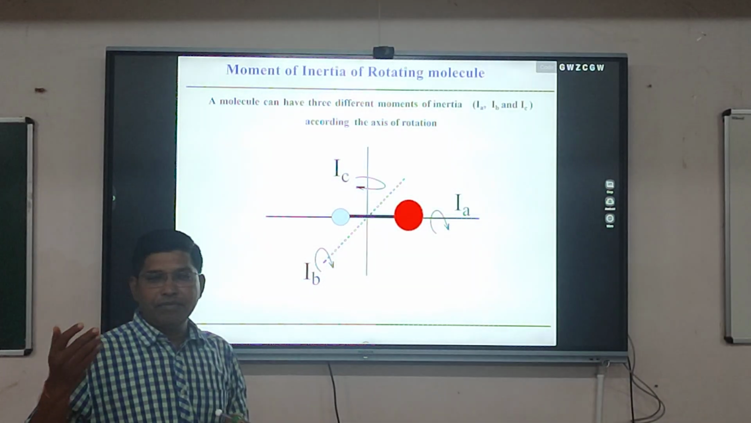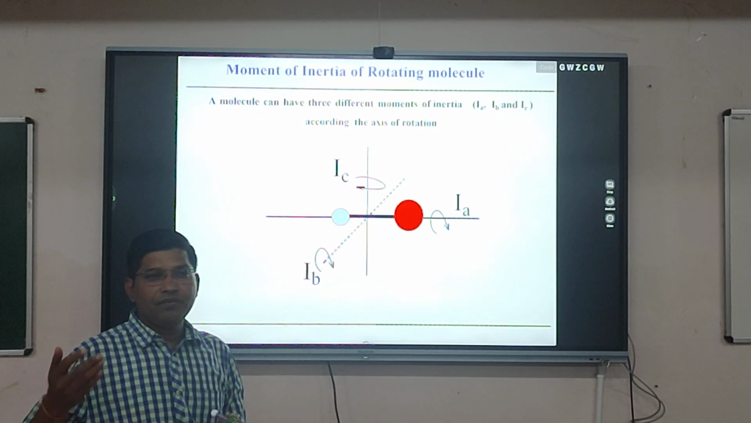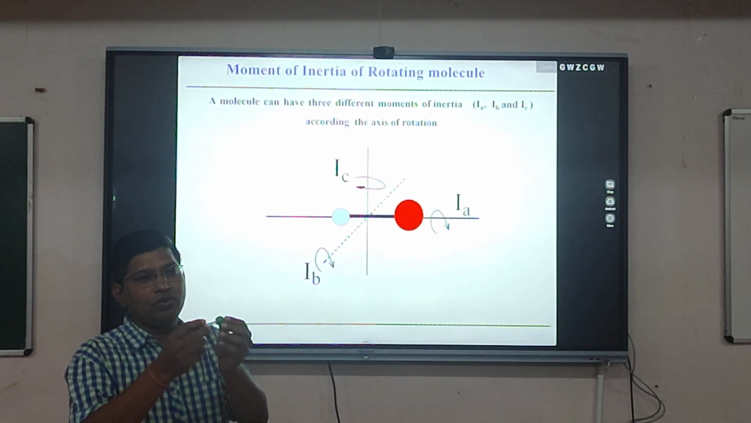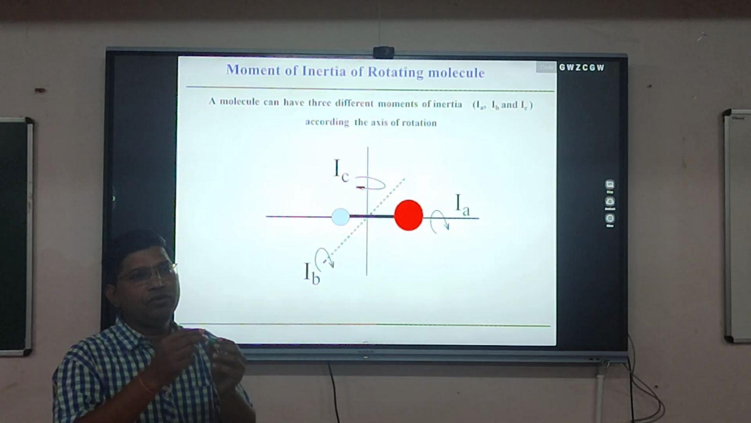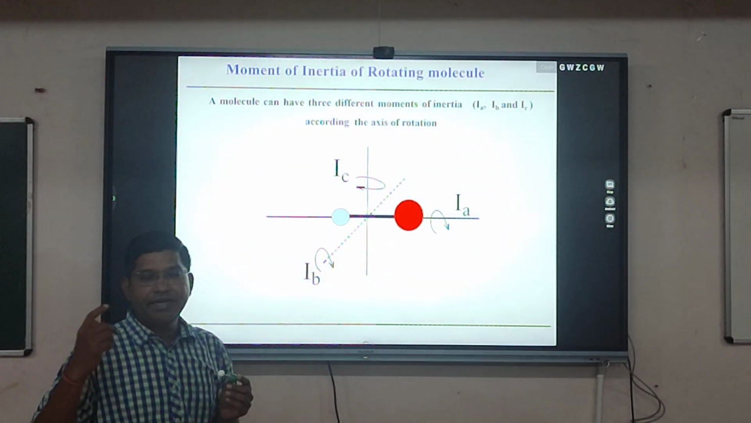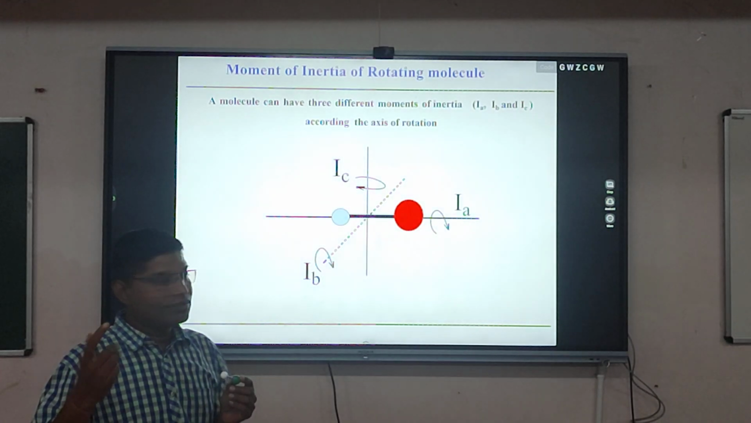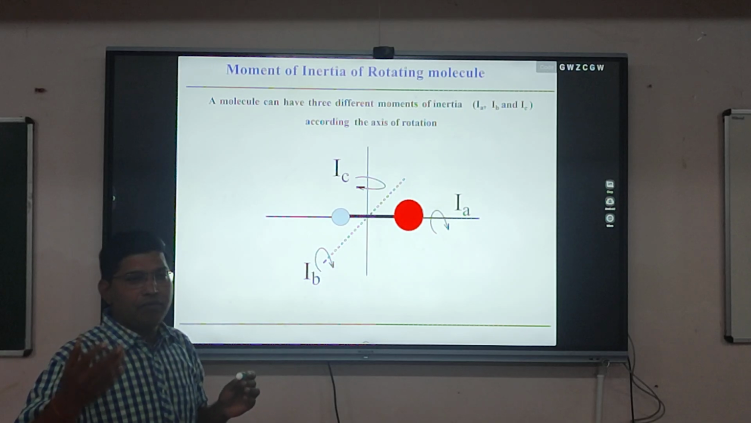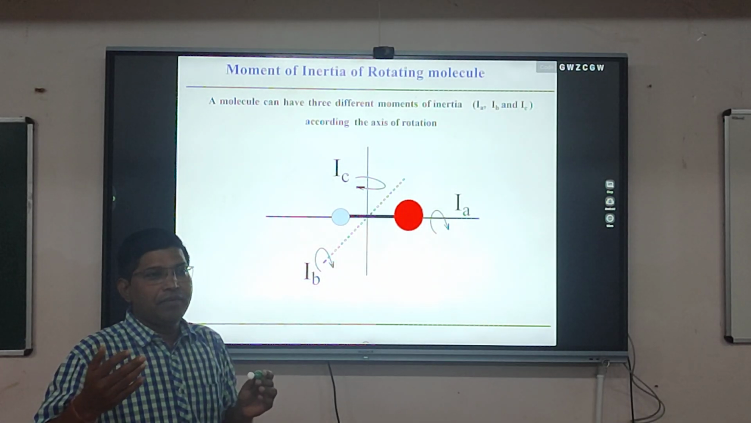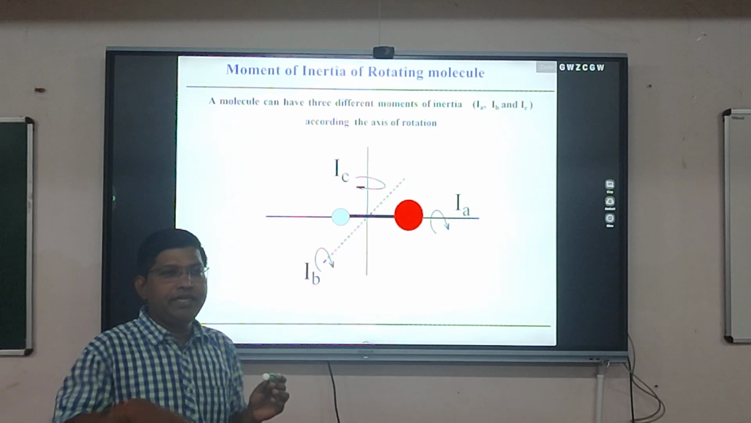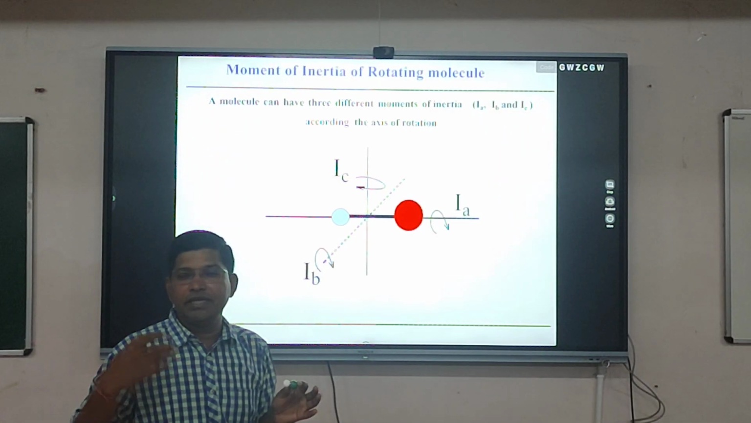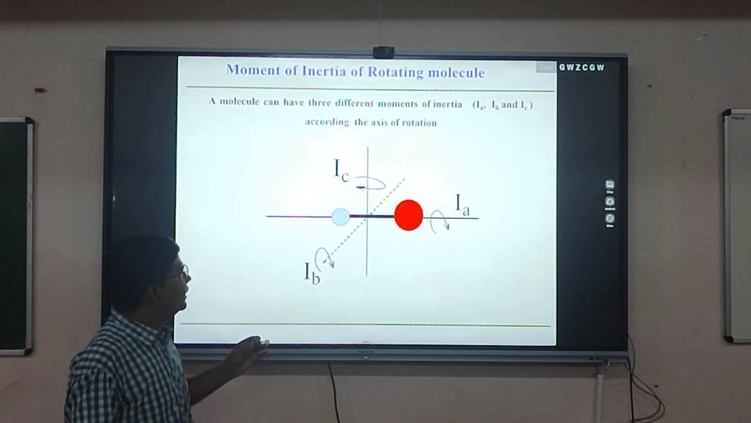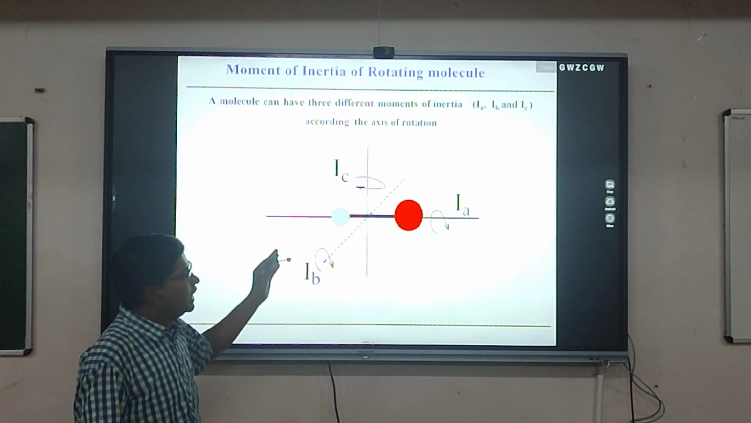As we know, in microwave spectroscopy we get the spectra of a rotating molecule, and the molecule may rotate about different axes. Here we want to understand the moment of inertia, because the molecule is rotating in space, and in space we have to consider three directions: x, y, and z. Now we will consider a simple molecule.